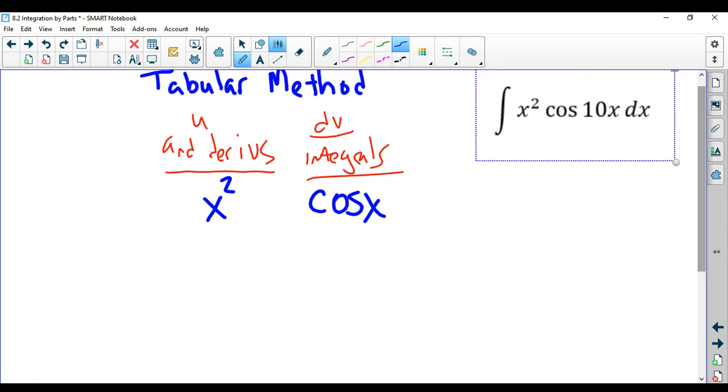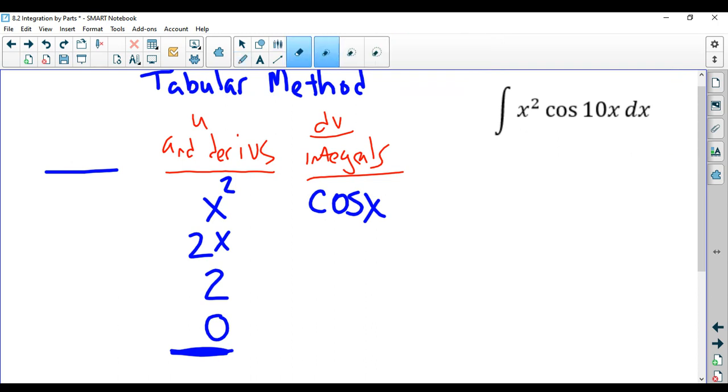Now there's still a column over here. I'm going to get to that. But let's go. X squared is u. We just write as a column its derivatives. 2x. The derivative of 2x is 2. And the derivative of 2 is 0. Now we know this method is going to work.